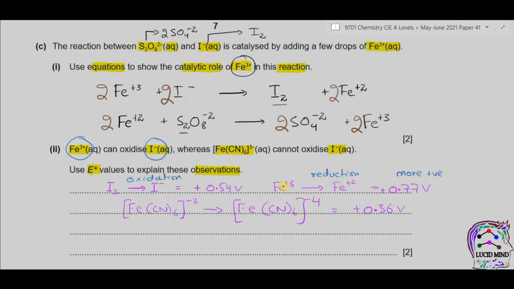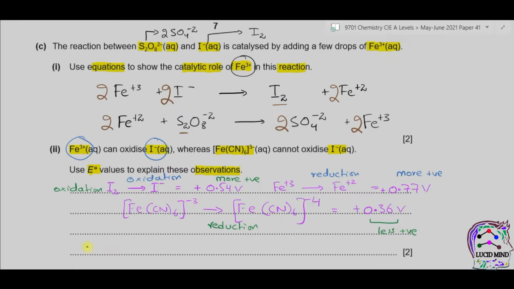So iron +3 gets converted into iron +2, while iodide will be converted into iodine. Now we can see the reduction potential value of iron CN6 -3 is 0.36 volts, which is less positive as compared to this one. So reduction will occur here and oxidation will occur in this reaction. So due to this less positive value, it is unable to oxidize iodide.